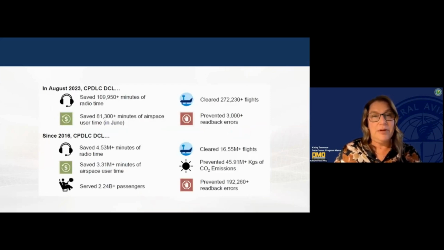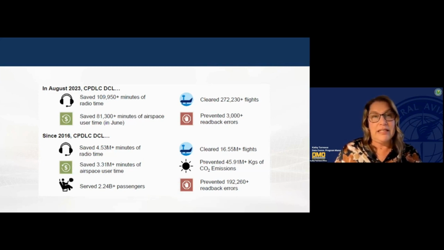And then looking at some of the savings. Just in August of 2023 alone, DCL at the towers saved over 100,000 minutes of radio time, as well as airspace user time, 81,000 minutes there. We've cleared in just that one month alone over 272,000 flights and prevented over 3,000 readback errors.